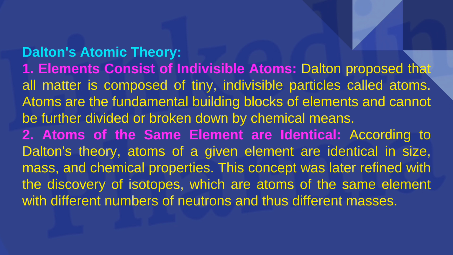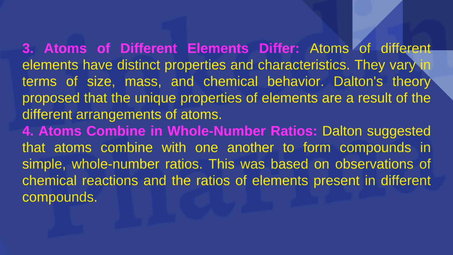According to Dalton's theory, atoms of a given element are identical in size, mass, and chemical properties. This concept was later refined with the discovery of isotopes, which are atoms of the same element with different numbers of neutrons and thus different masses. Atoms of different elements differ.